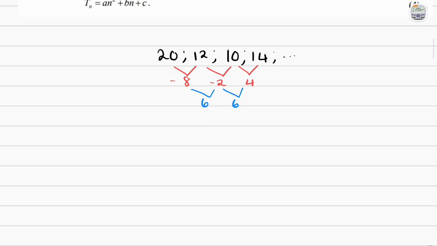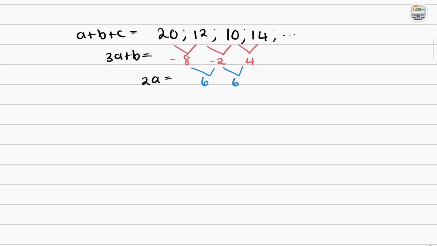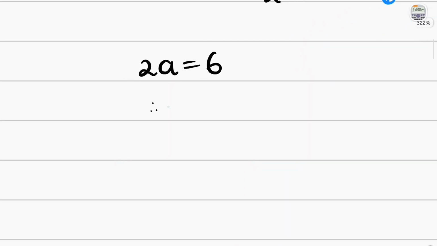And now we equate it to the following. So it means that 2a is equal to 6. And then we say 3a plus b is equal to the first term in the first differences. And then a plus b plus c is equal to the first term in the quadratic. Okay, let's find the value of a first. If 2a is equal to 6, then a is equal to 3. Okay, so a is equal to 3.